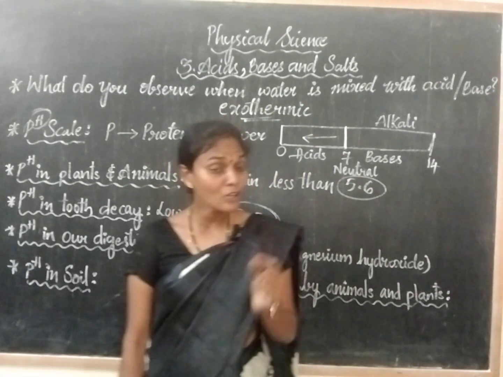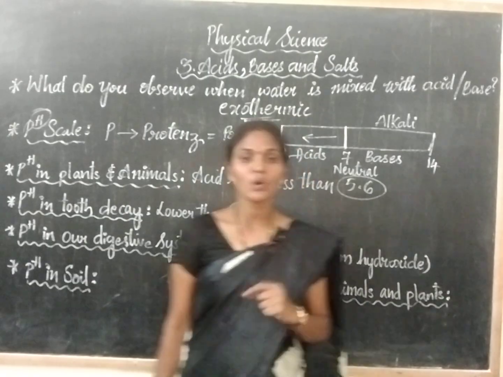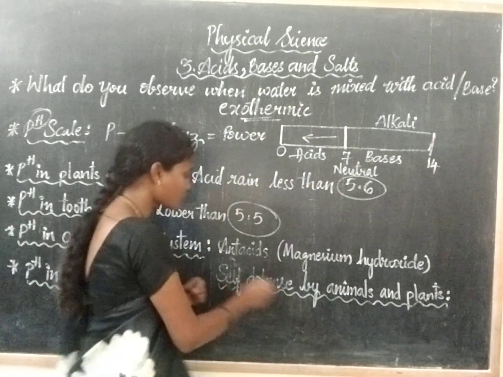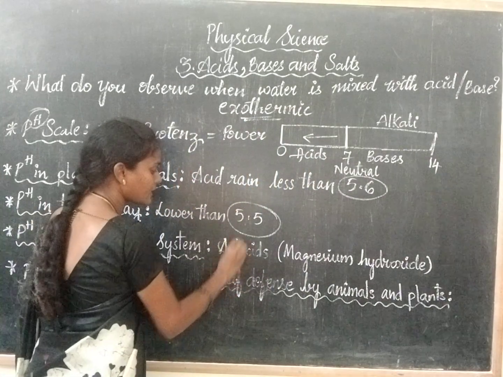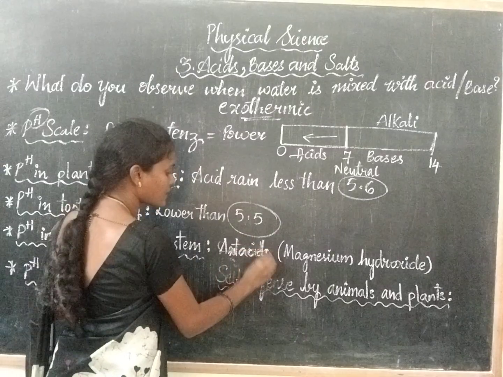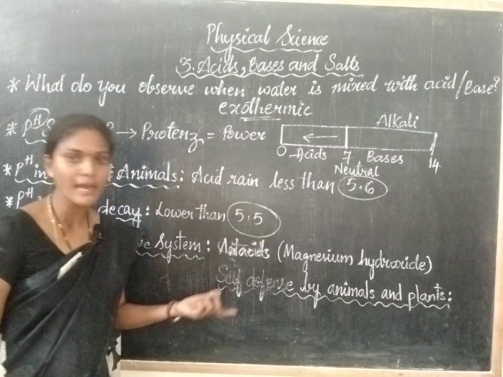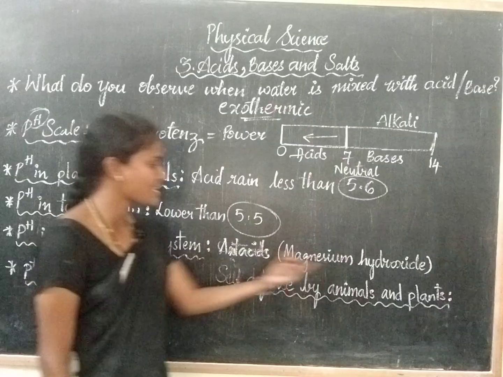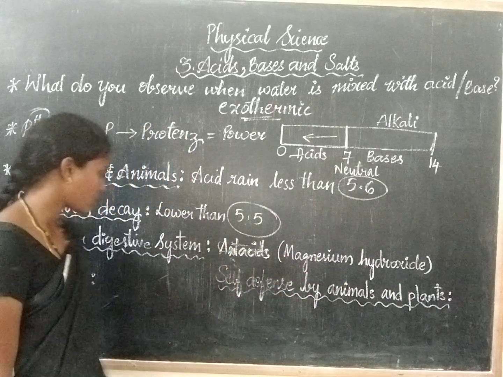Yes, so the ENO whatever we are taking is called an antacid. What is it called? Antacid. We call it an antacid. Antacids are nothing but bases. Okay, antacids are nothing but bases. For example, you can take magnesium hydroxide.